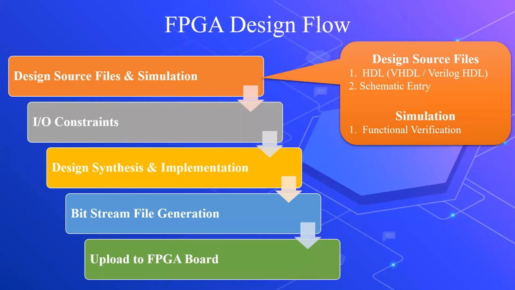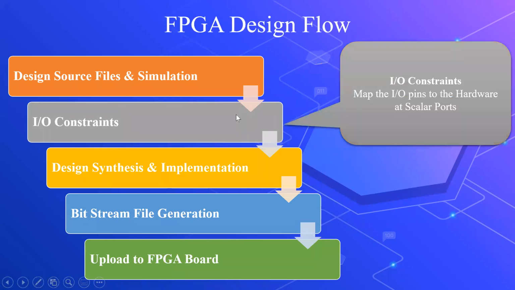And second step, we are implementing the input output constraints. That means we are mapping the hardware input output pins with our software defined input output functions. If you are writing in your program, A and B are the input pins and Y is the output pin, these input and output pins we can map to the hardware. That is the second step.